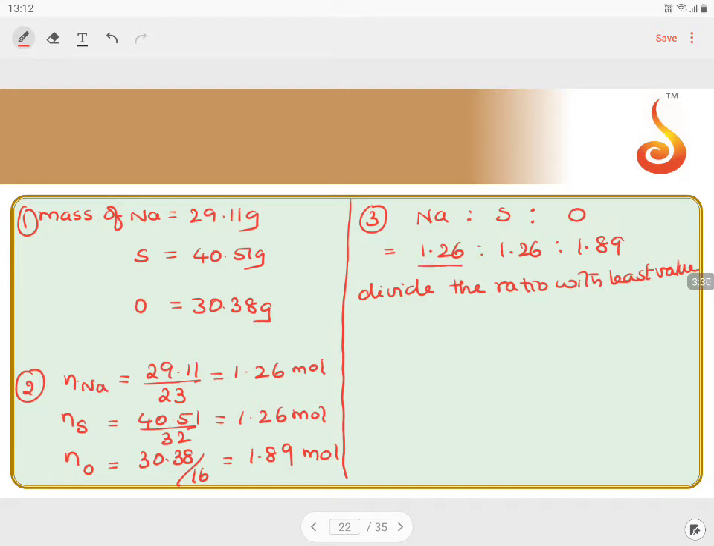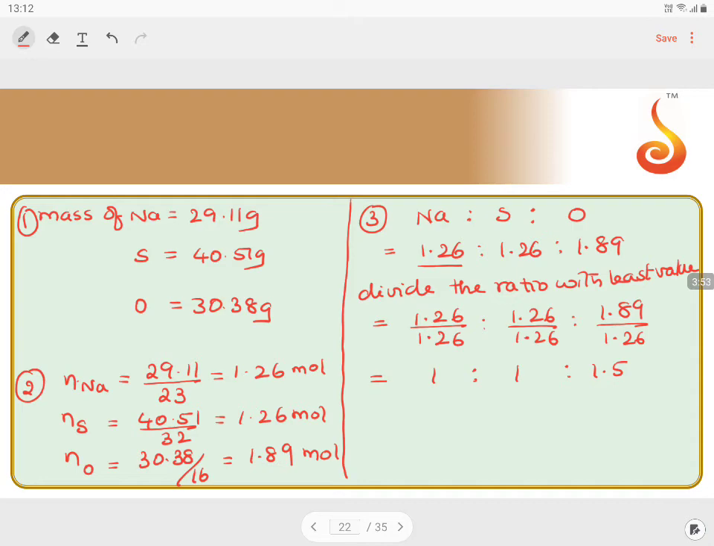So 1.26 is the least value. So I am dividing this total ratio, 1.26 by 1.26, 1.26 by 1.26, 1.89 by 1.26, which is equal to 1 is to 1 is to 1.5.